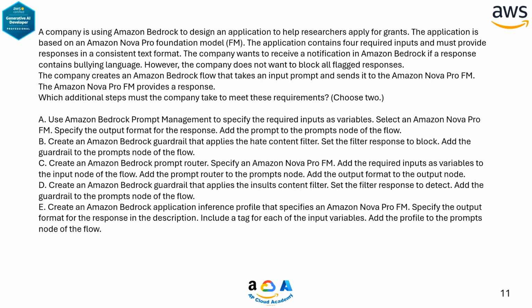B. Create an Amazon Bedrock guardrail that applies the hate content filter. Set the filter response to block. Add the guardrail to the prompts node of the flow.